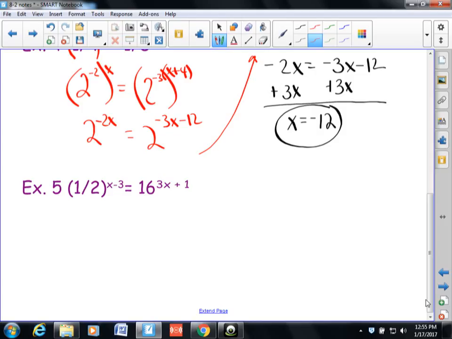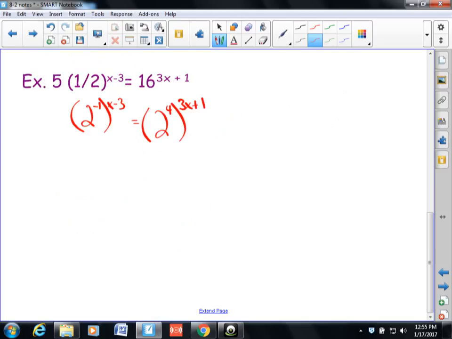All right, so both 2 and 16 can be written with a base of 2. Because this is 1/2, we'll write this as 2 to the negative first, and then raise it to the x minus 3. Now, be careful, the 16 is not 1 over 16. It's just the integer 16. So we get to keep that as 2 to the positive 4th. Don't assume just because one side is going to have a negative exponent that the other side has to have one. Okay? Every case is individual.